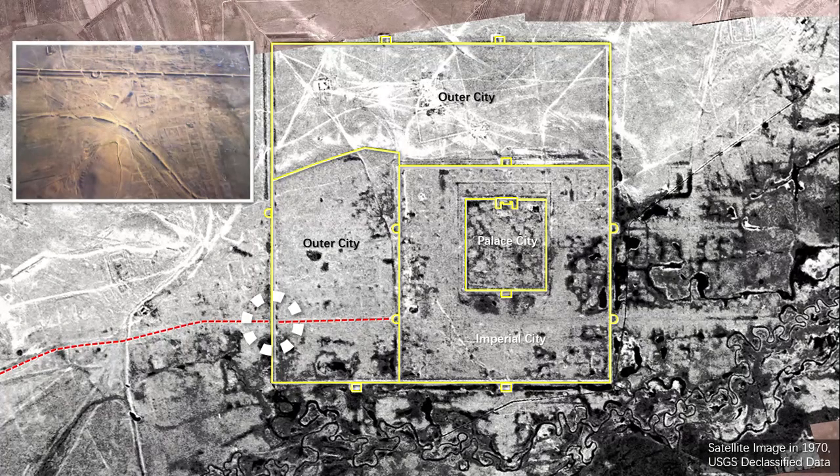An archaeological excavation has proved that the city wall of the outer city passes over this east-west road, and the outer city walls were built later than the road. That means the outer city walls were probably built later than the palace city and imperial city.